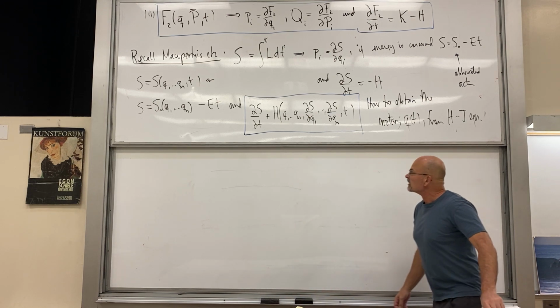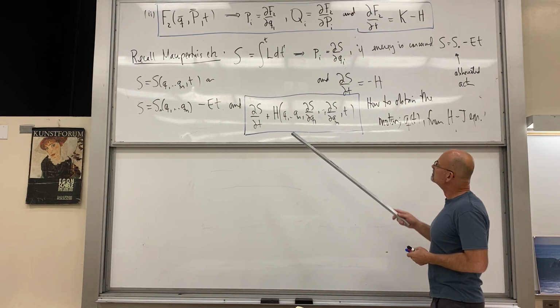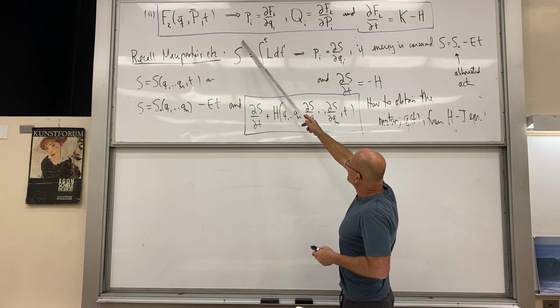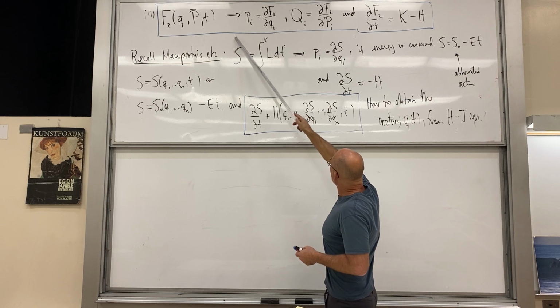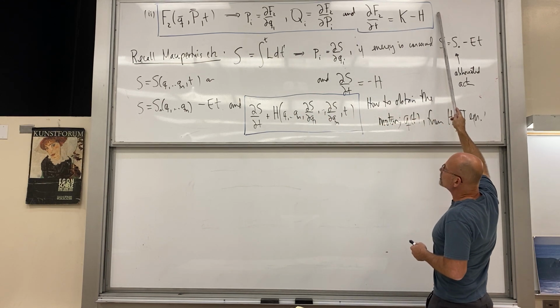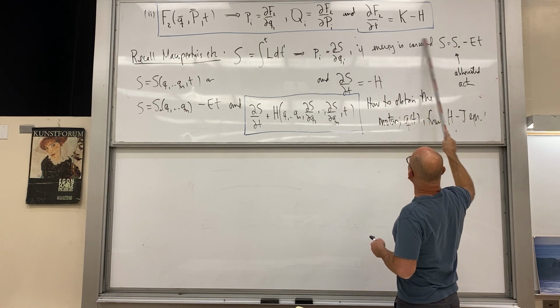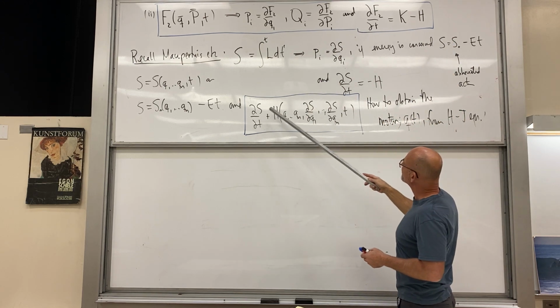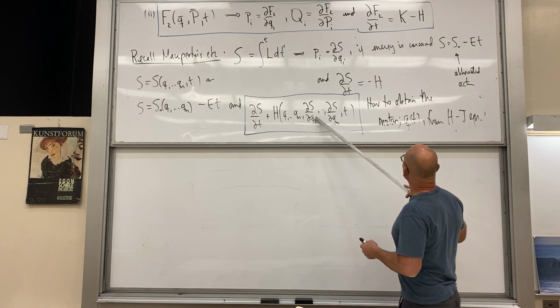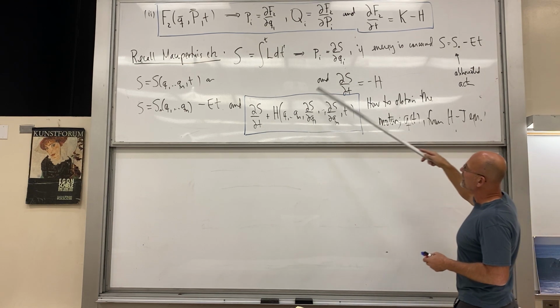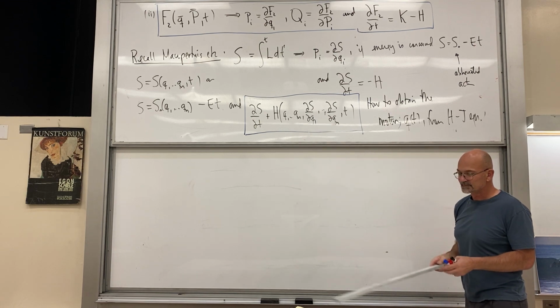Okay, let's see what we have here. We have the relations pertaining to the canonical transformation right up here in the blue box. And then this is where these derivations came from. Then what we have is this differential equation. All of these things pertain to the Hamilton-Jacobi equation.